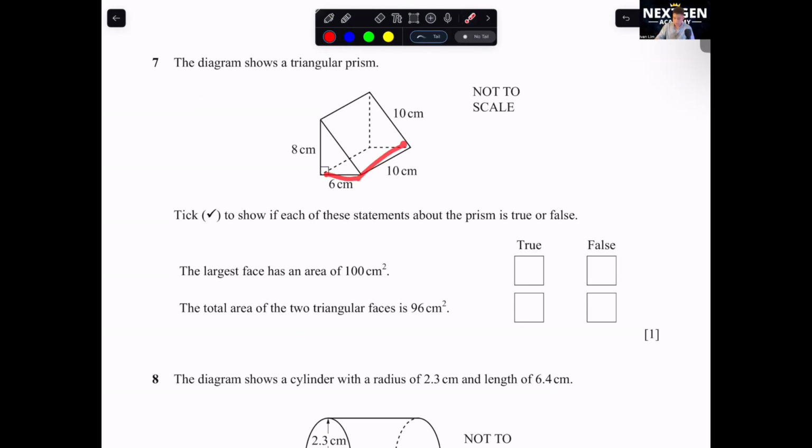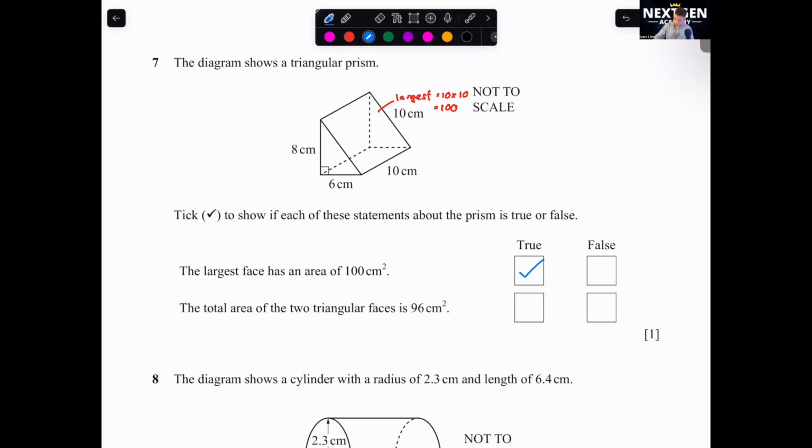Bottom, 6 times 10, 60. At the back, 8 times 10, 80. This slanted one, 10 times 10, 100. This one in the front will be half times 6 times 8, which is 24. So the biggest one is here, right? Largest, which is 10 times 10, which is 100. So this is true.